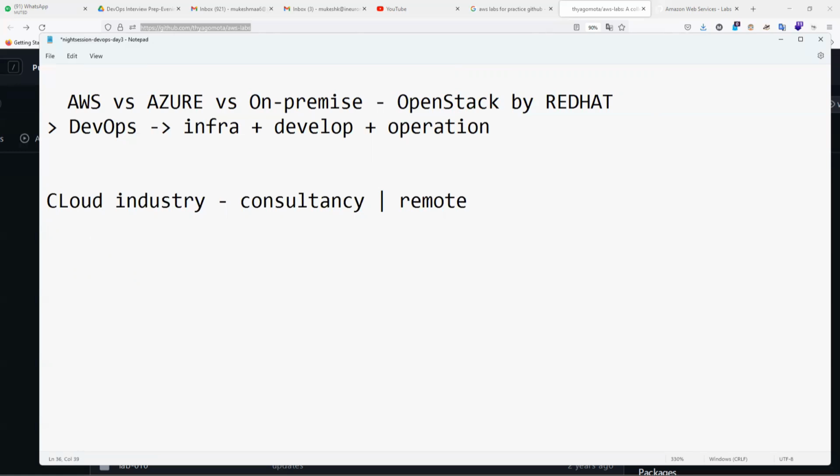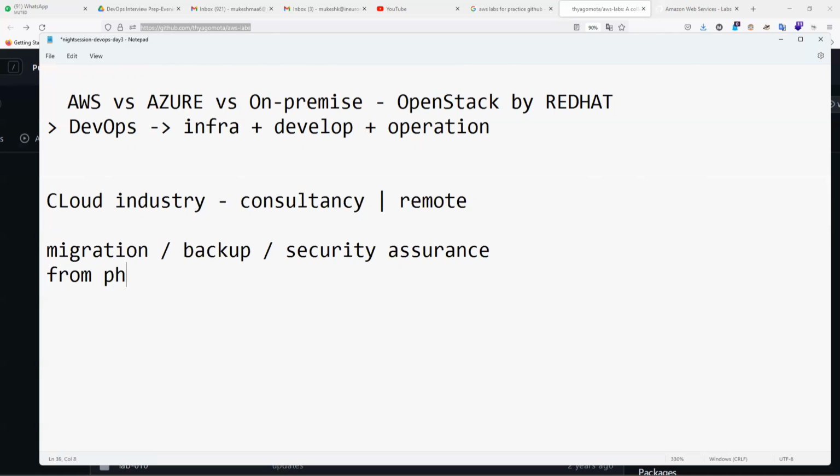So the first question from the customer is which cloud platform is good, and what kind of migration steps they are providing. Will there be some backup part or not? Will there be some security assurances or not when they are transferring from physical server to cloud platform? This kind of questions come.